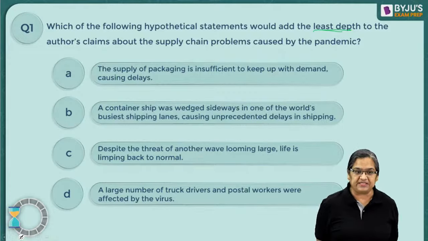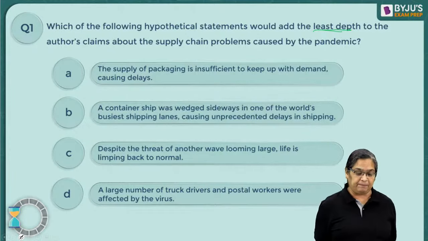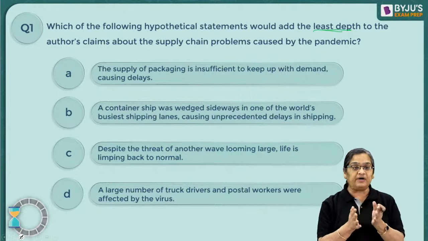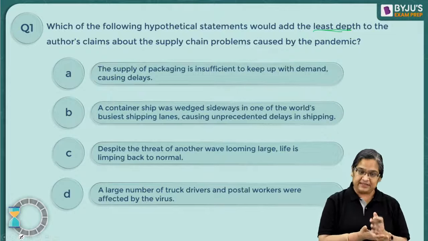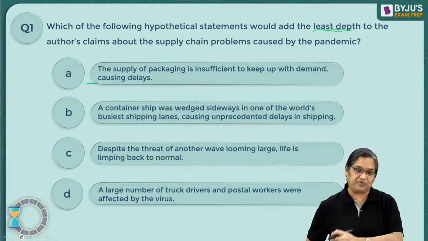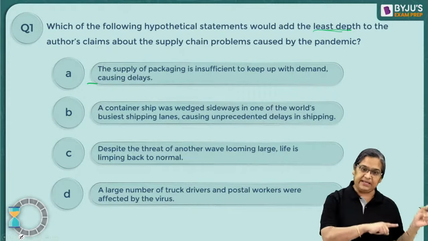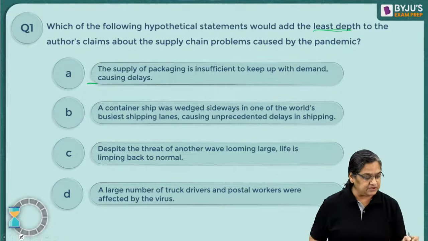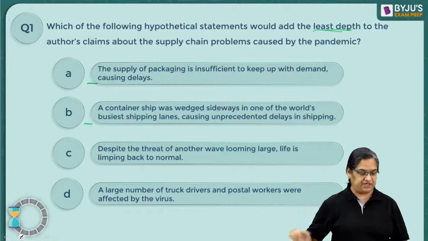Which answer option do you think is right? Please key in your answers. Is it A, that the supply of packaging is insufficient to keep up with demand, causing delays? When the pandemic happened, what did we do? We all ordered things online, and online things had to be packaged. Now, if packaging supplies are not there, then there would be delays. So this would add depth. Would it be B? The container ship is wedged. So one, it cannot deliver the merchandise to its destination. Second, it also blocks ships which are behind it. So this will also add depth to the point that the pandemic disrupted the supply chain network.